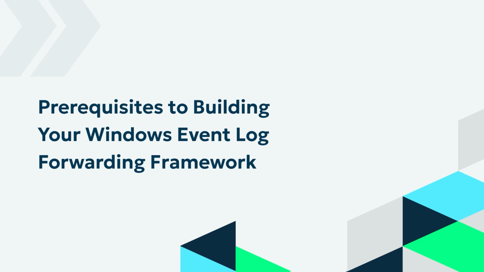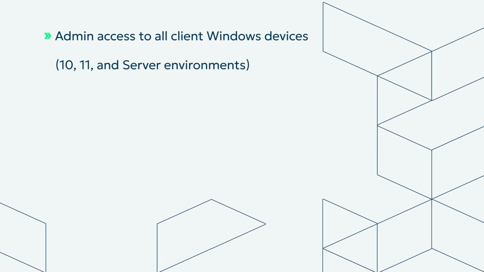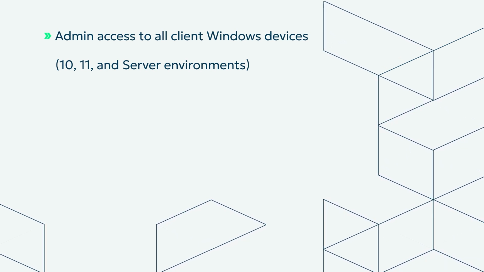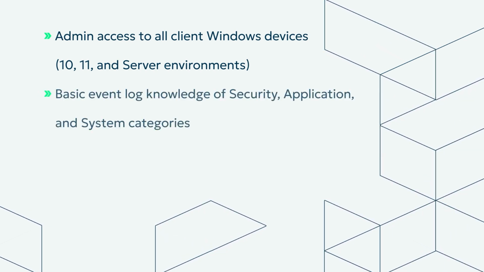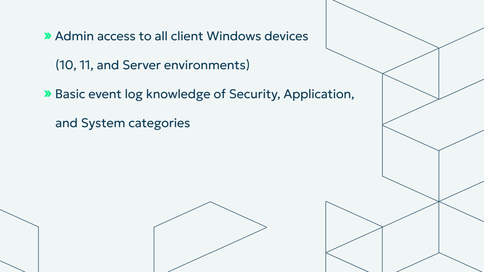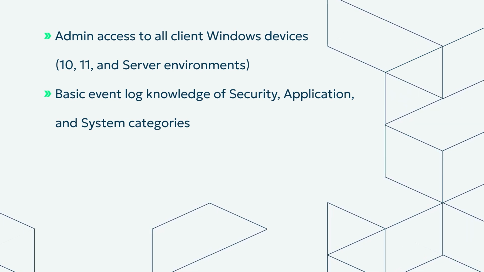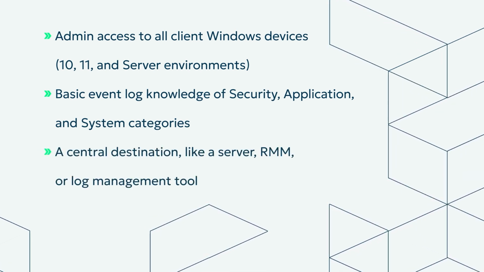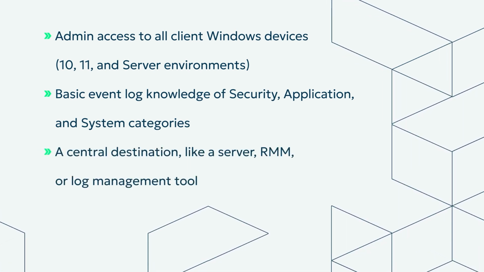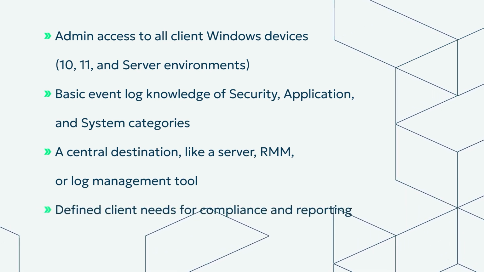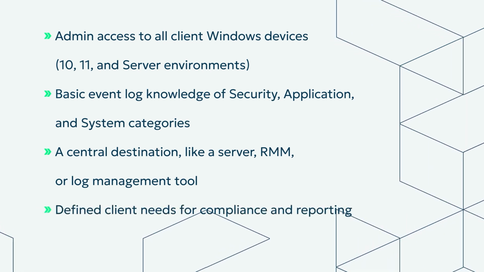Prerequisites to building your Windows event log forwarding framework. First things first, make sure you meet these requirements. Admin access to all client Windows devices, 10, 11, and server environments. Basic event log knowledge of security, application, and system categories. A central destination, like a server, RMM, or log management tool. Defined client needs for compliance and reporting.